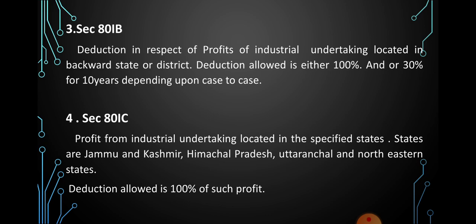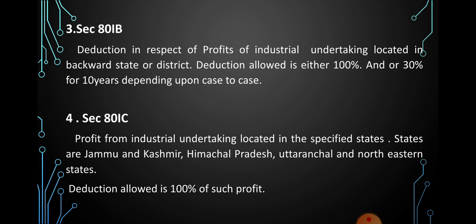Third one, Section 80IB, the deduction in respect of profit of an industrial undertaking located in a backward state or district. The deduction allowed is either 100% or 30% for 10 years, depending upon the case.